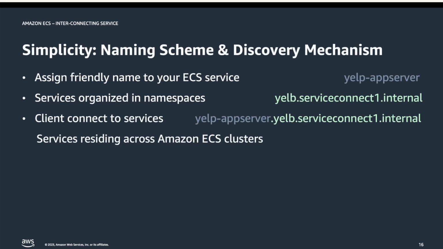Next, let us zoom into these Amazon ECS Service Connect features, starting with simplicity in terms of naming scheme and discovery mechanism. You can assign a friendly name to your services, and services are organized in namespaces. The clients can use a combination of service name and namespace to connect to ECS services, as shown here. These Amazon ECS services can span across multiple Amazon ECS clusters. As long as they belong to the same namespace, they can talk to each other.